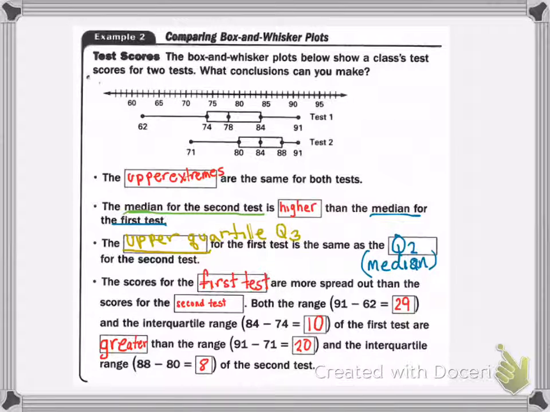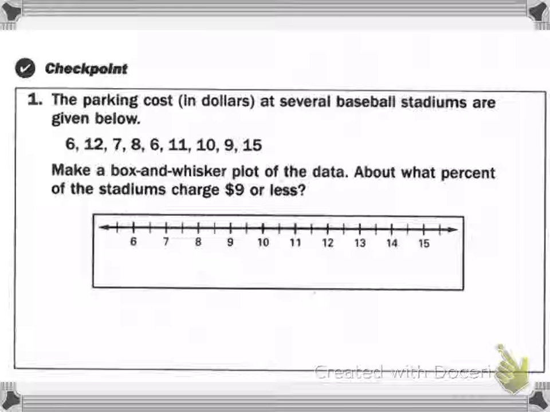So let's do a checkpoint. The parking cost in dollars at several baseball stadiums is given below, and we have a list of those. Our job is to make a box and whisker plot of that data, and then find about what percent of the stadiums charge $9 or less. So our first job is to make that box and whisker.